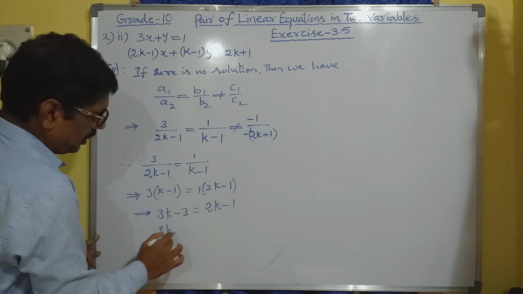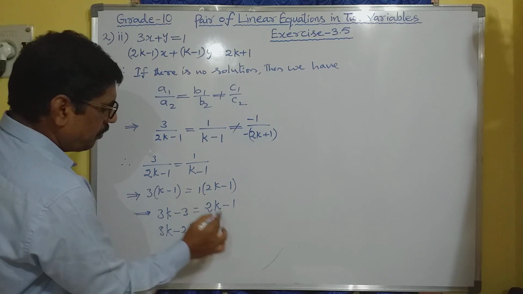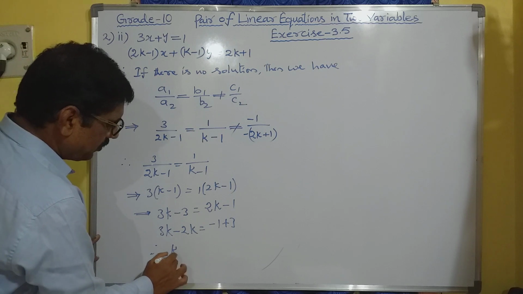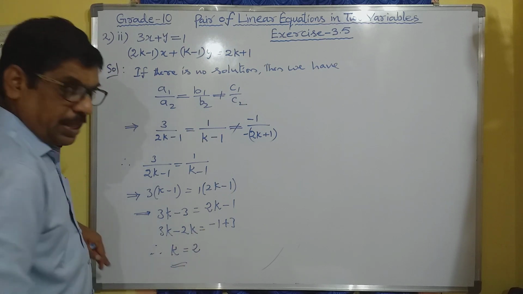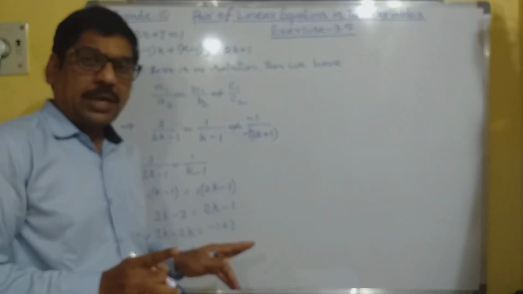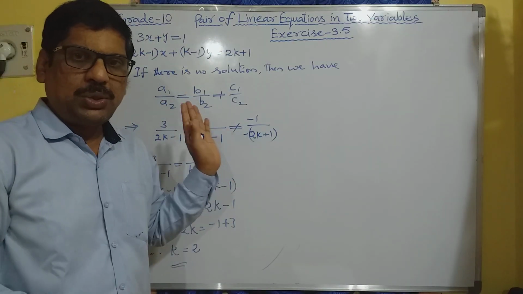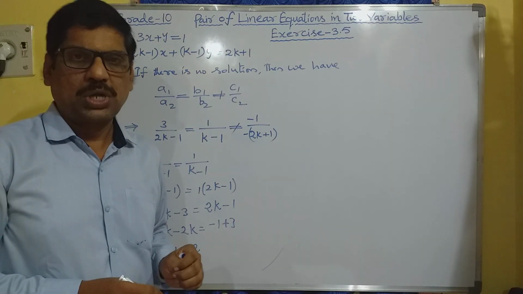Now 3k, let us take 2k to the LHS, we get minus 2k. Minus 3 if you take to the RHS. Therefore 3k minus 2k is k and minus 1 plus 3 is 2. Therefore, when the k value is 2, the given two linear equations will have no solution.